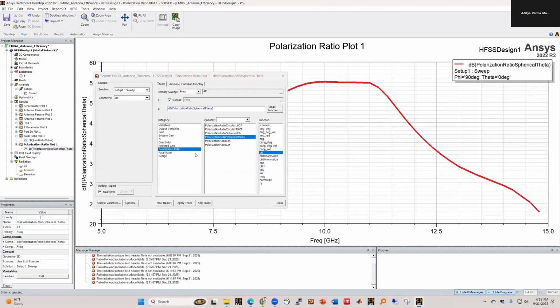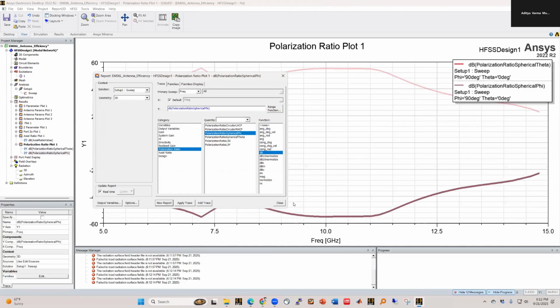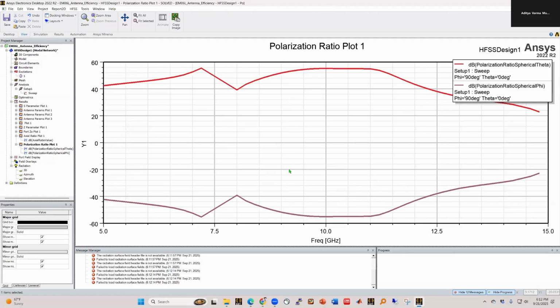So we can also plot the polarization ratio with E phi just to show you what it looks like. And that should be very low. Exactly the opposite, right? Because it's the inverse of this one.